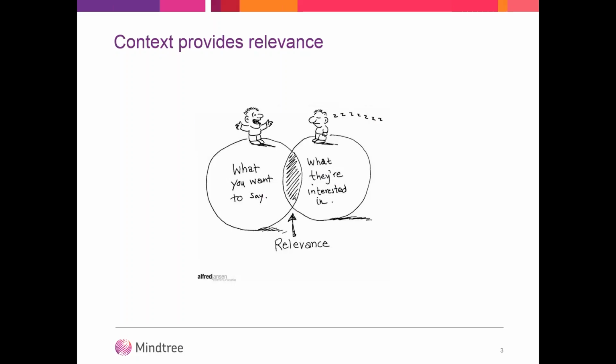Context provides relevance. There is something that we want to say. However, there is something that the person wants to listen or wants to consume. And often we don't look at that side of the story sufficiently, which is ironical since we want all the things that we design to be relevant for the user. So relevance is a very important aspect of context.